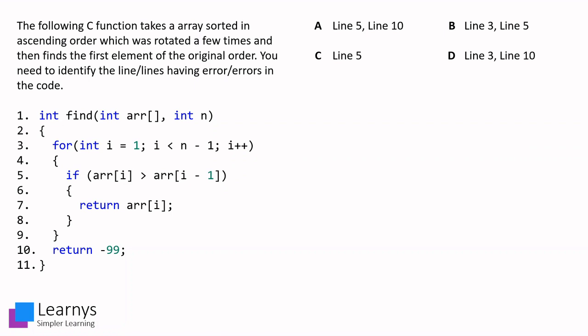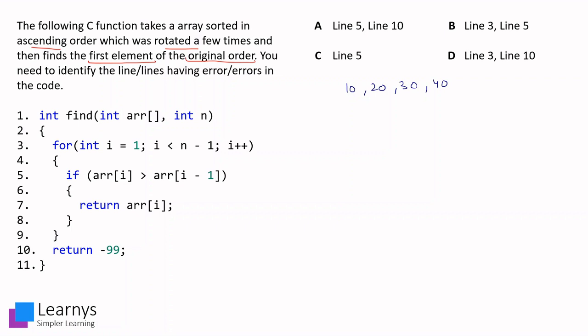Let us now see the solution. The following C function takes an array sorted in ascending order which was rotated a few times and then finds the first element of the original order. Now what they want to say is, suppose there was a sorted array which is sorted in ascending order. Let's say 10, 20, 30 and 40. Let us rotate this 2 times.